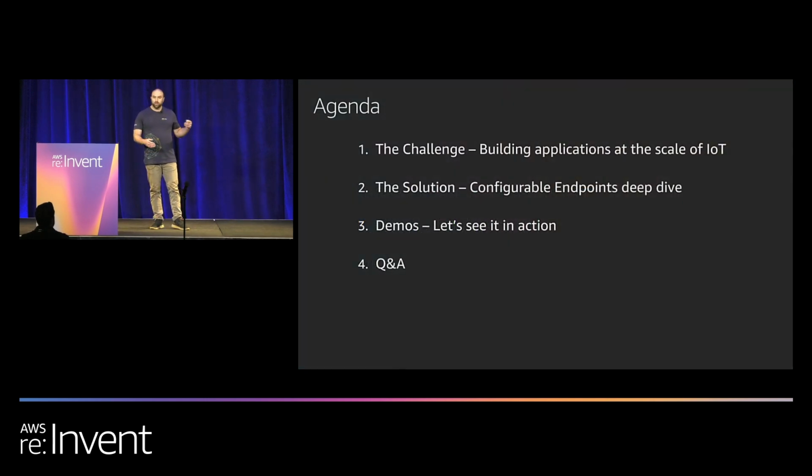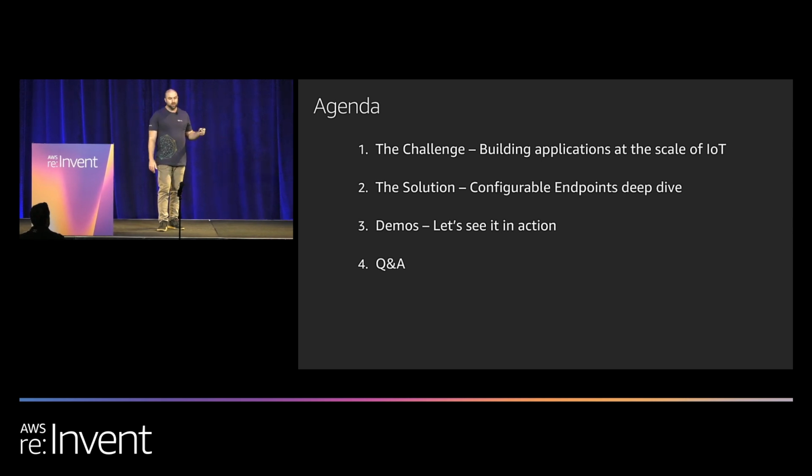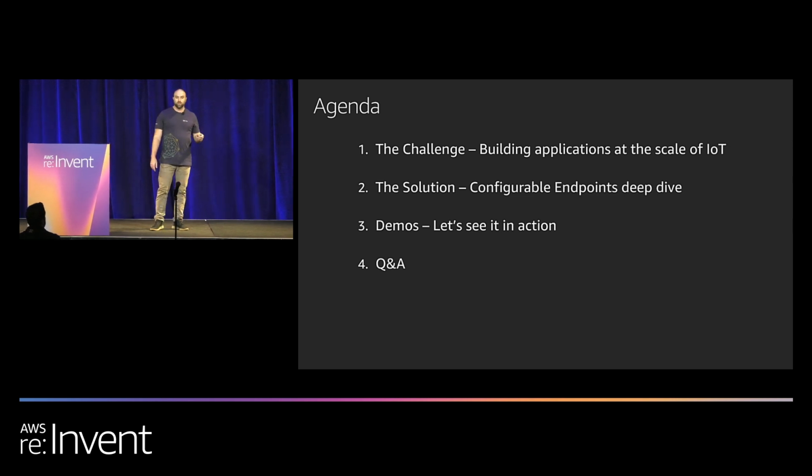So to start out, I'd just like to quickly review the agenda for this presentation. We'll start off by diving into some of the challenges that customers face when building applications at the scale of IoT. We'll then dive into how AWS IoT Core is helping customers address these challenges with a new feature called Configurable Endpoints. And finally, we'll see a live demo of Configurable Endpoints working in action to solve a real-world problem. And then at the end, Max and I will make sure to stick around for a couple minutes to answer any questions that you guys may have about Configurable Endpoints.